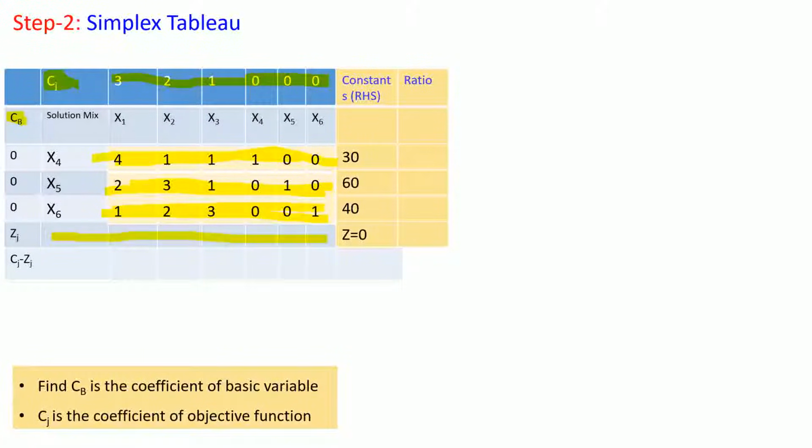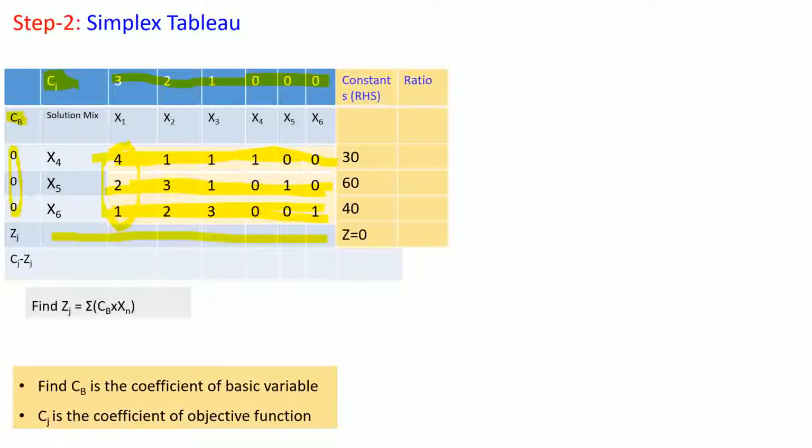As I said before, CB is the coefficient of the basic variable, and CJ is the coefficient of the objective function. So ZJ can be calculated by using this formula. That means ZJ is the summation of the coefficient of each basic variable times the corresponding coefficient in the column, and we add these to find Z1. For example, 0 times 4 plus 0 times 2 plus 0 times 1 equals Z1 here.